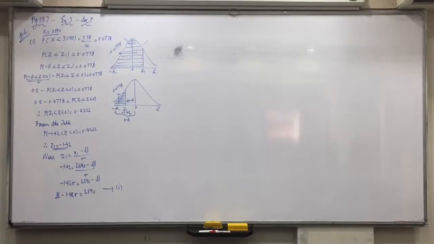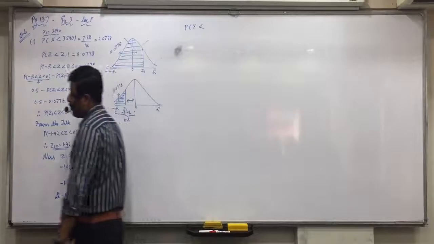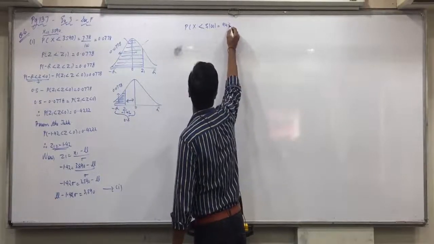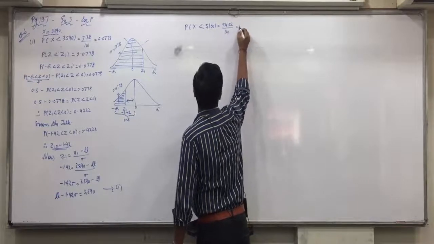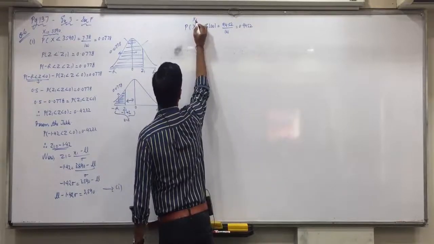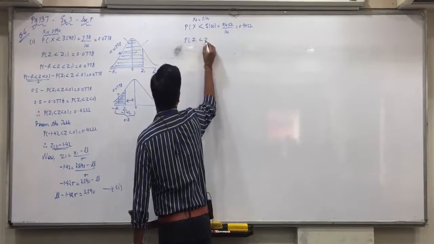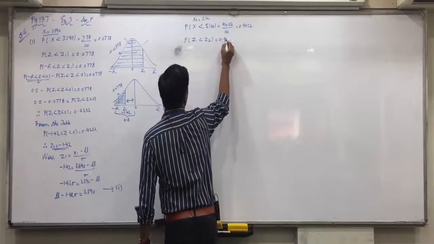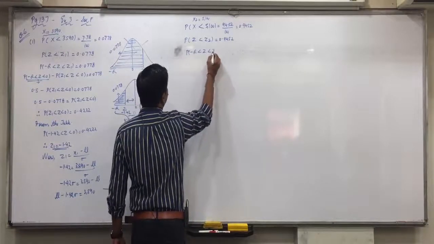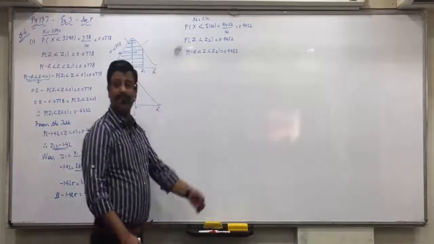Now using the second information we'll find equation 2. P of x less than 5100 is equal to 94.52 upon 100, that is 0.9452. Now 5100 we take it as x2. So P of z less than z2 is equal to 0.9452. Less than means minus infinity to z2 is 0.9452.